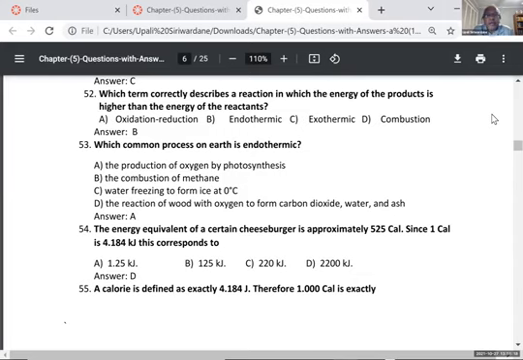The production of oxygen by photosynthesis, that's endothermic. The combustion of methane is exothermic. Water freezing to form ice, that's exothermic. Water releases energy when it becomes ice. The reaction of wood with oxygen to form carbon dioxide, water and ash is exothermic also. The only answer is photosynthesis.